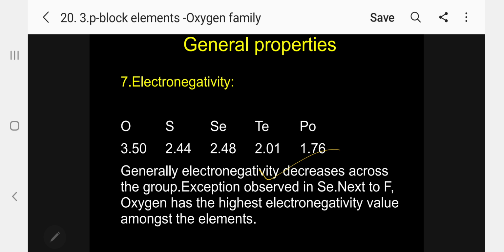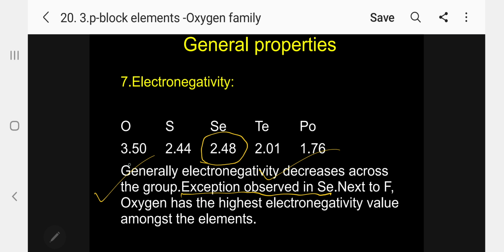Coming for the next periodic property, that is electronegativity under the general properties. Generally, electronegativity decreases across the group. This is our general observation, I told you. Reverse of atomic size. But here, exception observed in selenium. Please follow. Exception is observed in selenium.